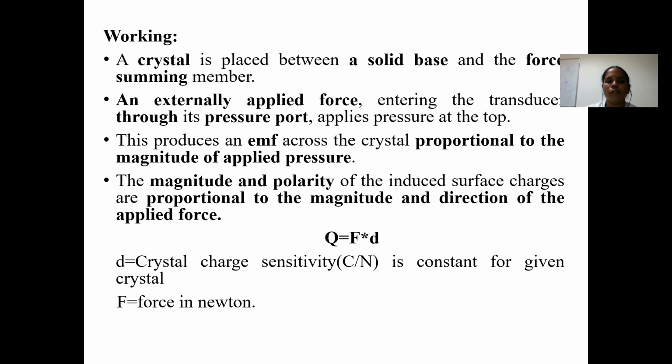Depending upon the magnitude of the force or pressure, the crystal deforms and an EMF is produced. The magnitude and polarity of the induced EMF charges are proportional to the magnitude and direction of the applied force. So Q is equal to D into F, where D is the crystal charge sensitivity in coulombs per newton, constant for a given crystal, based on the crystal material. F is the force or pressure applied in newtons.